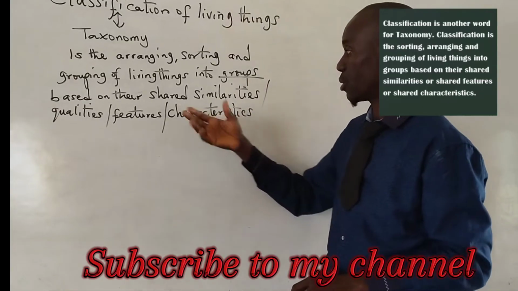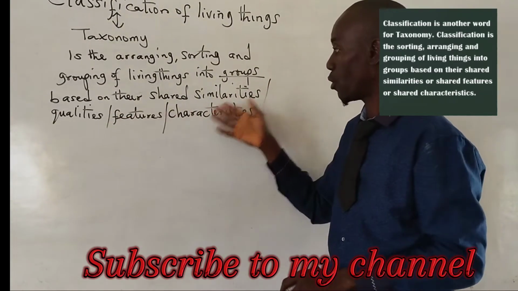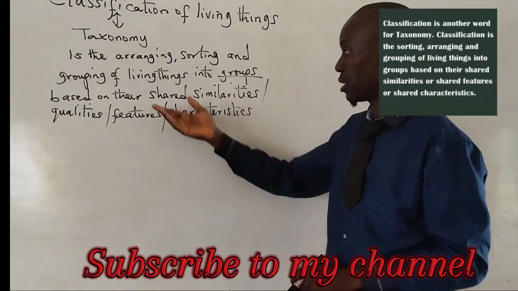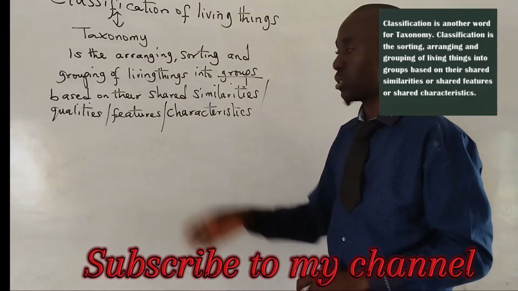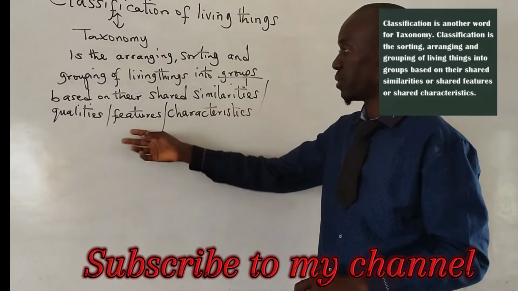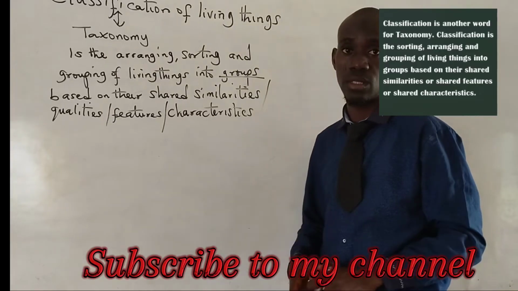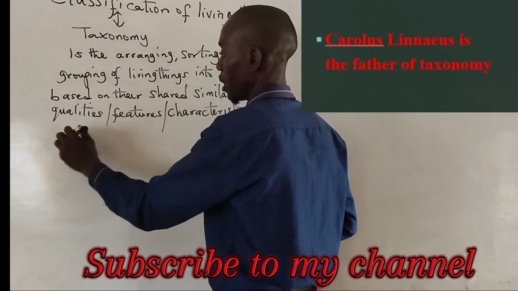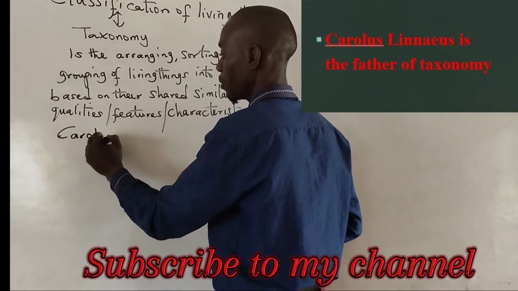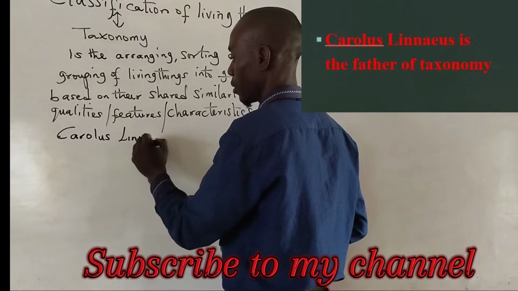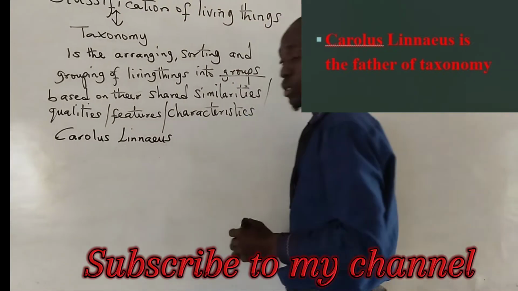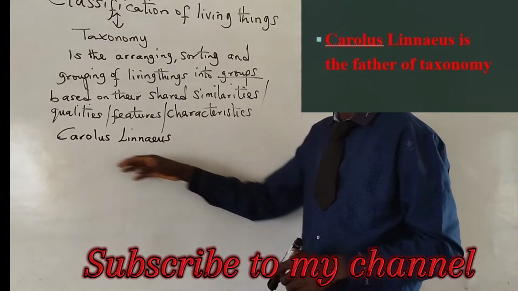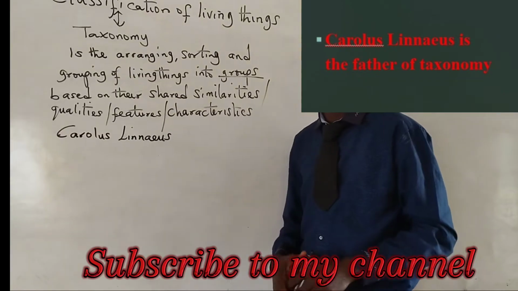So students, you can write any of these four words interchangeably. You can write shared similarities, shared qualities, shared features, or shared characteristics. The father of taxonomy or classification is Carolus Linnaeus. Spelling must be correct to score. L-I-N-N-A-E-U-S, Carolus Linnaeus. This is the father of classification.